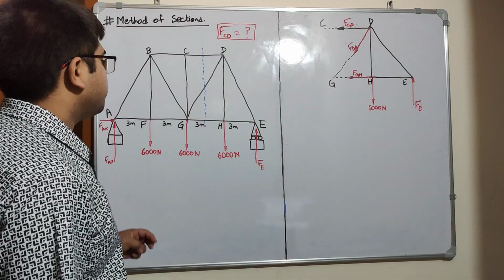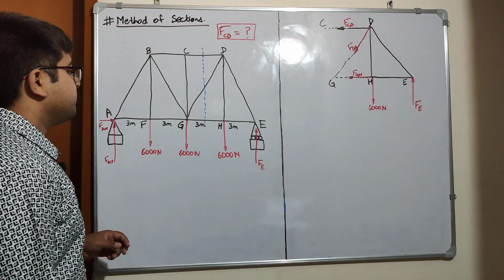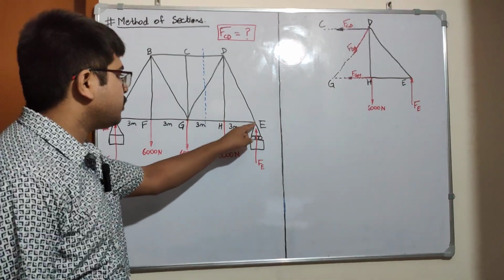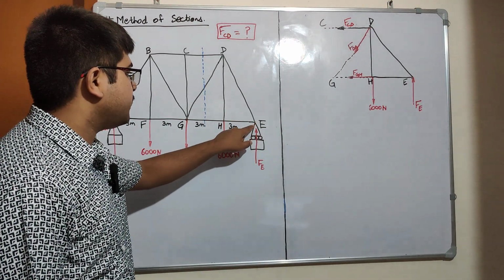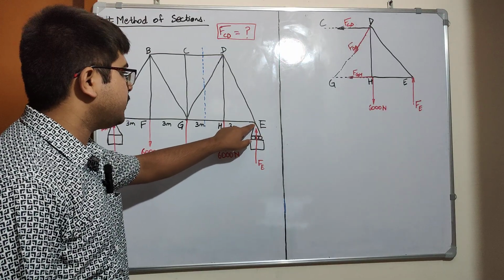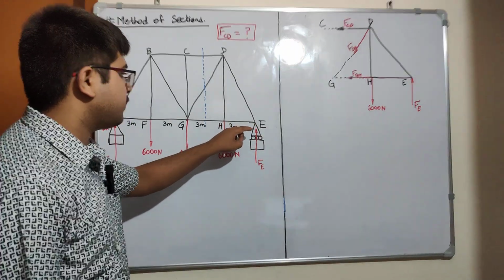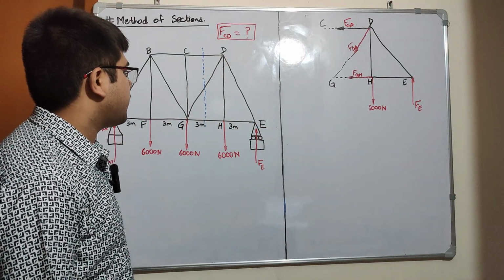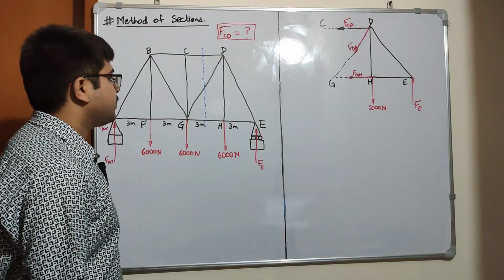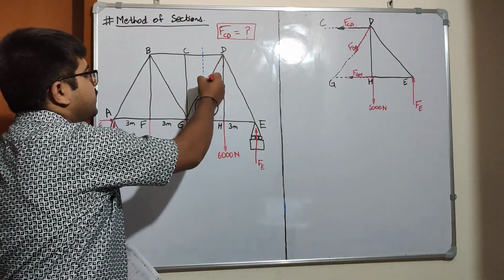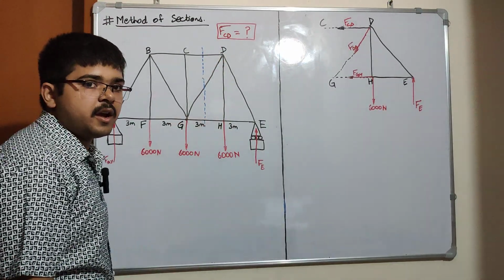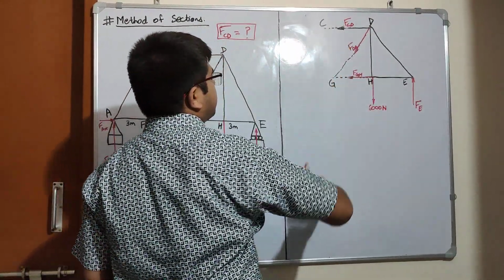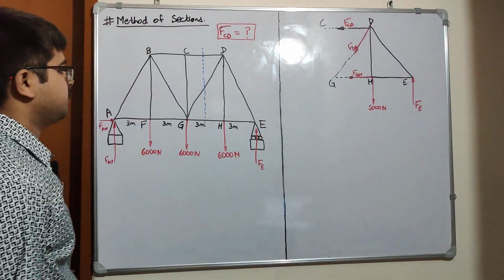Now, first of all, we will not proceed like we did in the method of joints. In the method of joints, we analyzed the points E, then H, then D, like that. But in this method of sections, we make a cut through the truss like this and analyze this portion only.